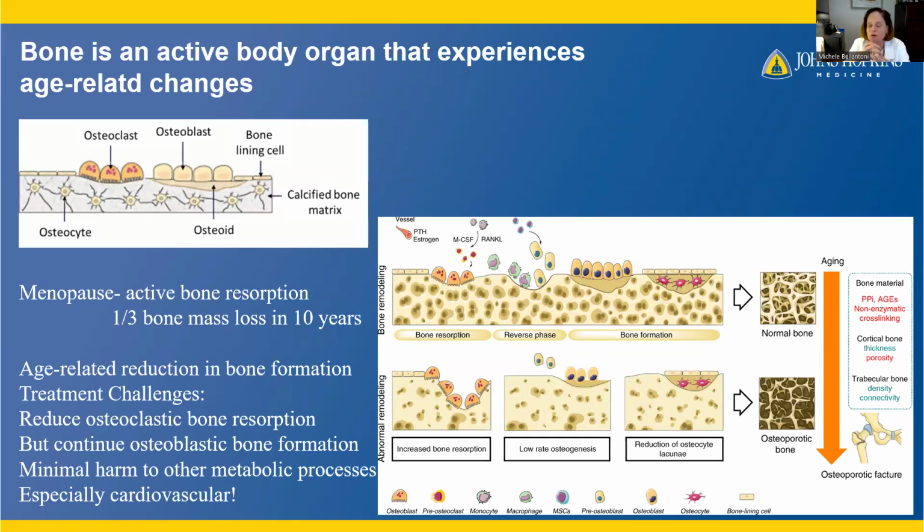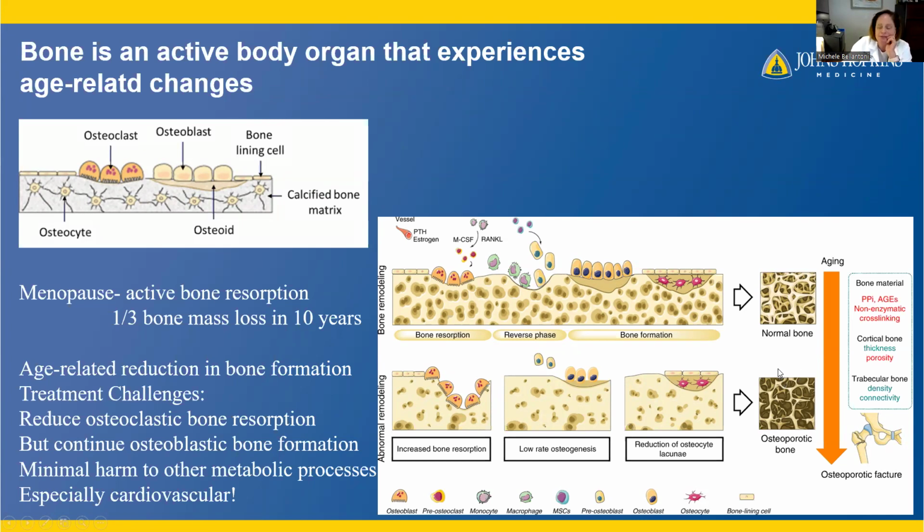So spine bone and femoral neck bone can be lost quickly in the menopausal transition, which can extend out 10 years and can have as much as a third of bone mass for women lost during that 10 years of menopausal transition. So that's a pretty significant amount of bone loss.